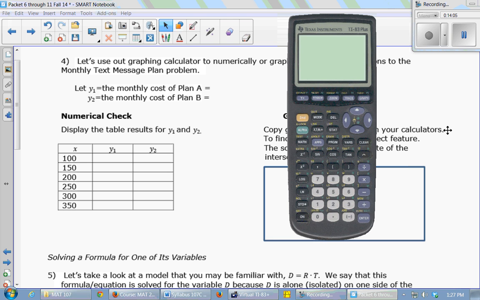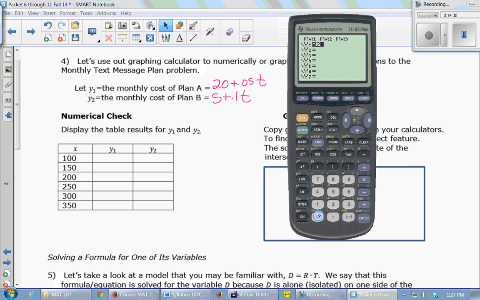Okay, so we did this a little bit last class. It's just that our equations didn't represent anything before. So I'm going to let y1, instead of calling it A, there's no A in my calculator, so I'm going to let it be y1. That's going to be the cost of plan A, which was 20 plus 0.05 T. And y2 will be the cost of plan B, which is 5 plus 0.1 T. And I'm going to put those things into y1 and y2. So I go to y equals in my calculator.